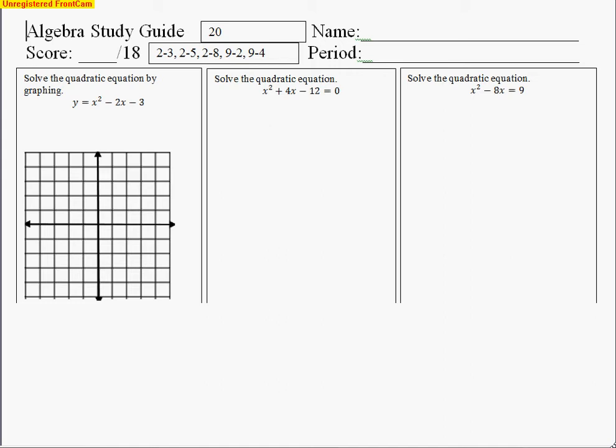These are the solutions for the study guide for algebra, quiz number 20. And our first problem that we're going to end up seeing on the test looks like this, where we're asked to solve the quadratic equation by graphing. So basically I'm asking, well, first, do you understand what the solutions to a quadratic are?